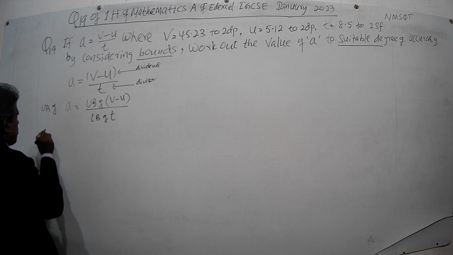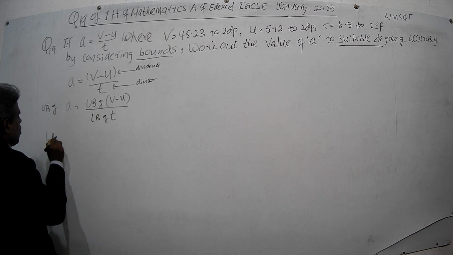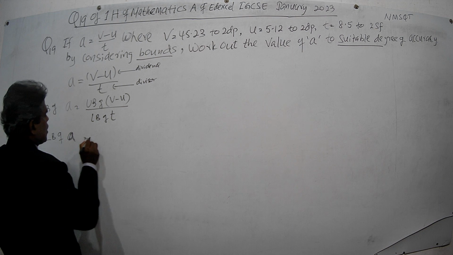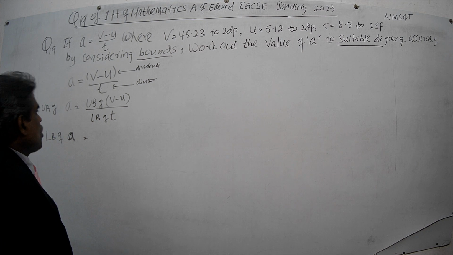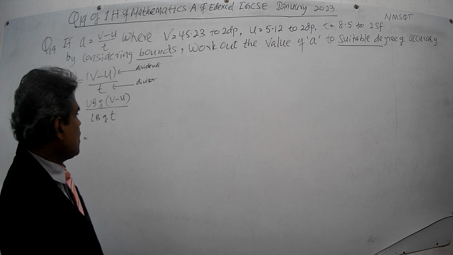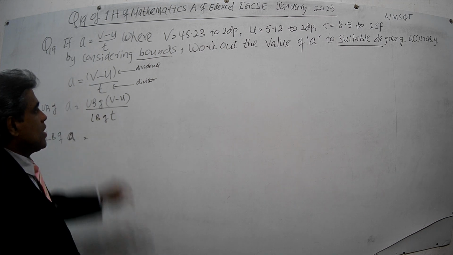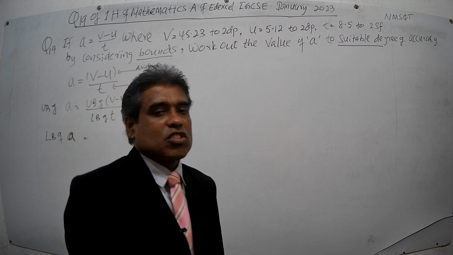Then we will find the formula for the lower bound of A. How do you find the lower bound of A? The lower bound of a quotient. This is the quotient, that is the answer after dividing V minus U by T. Therefore, this answer of a division is called the quotient.